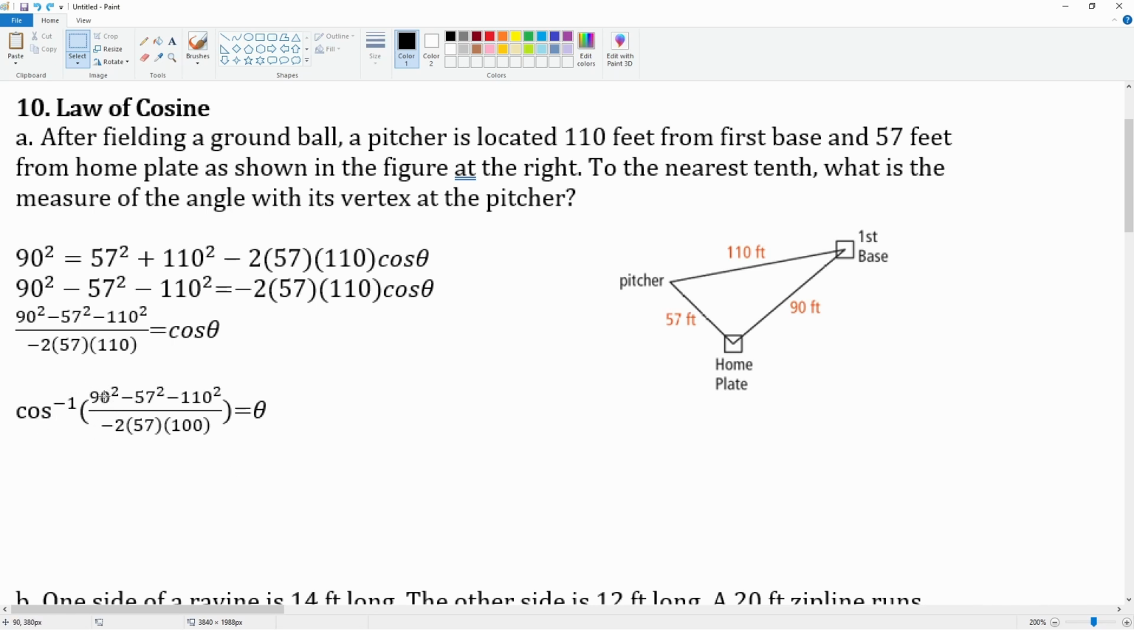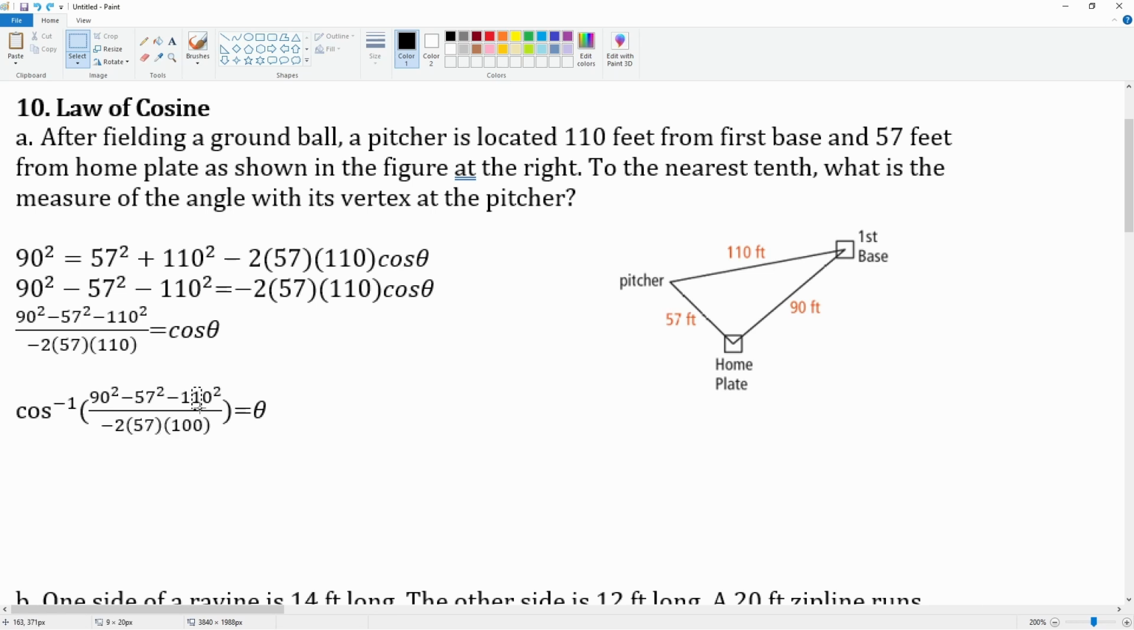It's always the a squared minus a squared and c squared here, then divide by 2, whatever the two lengths are.